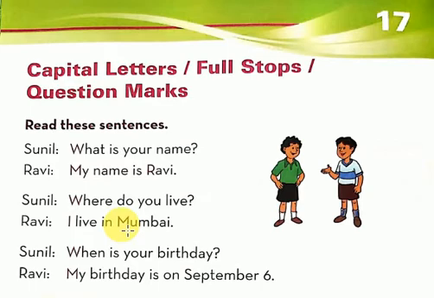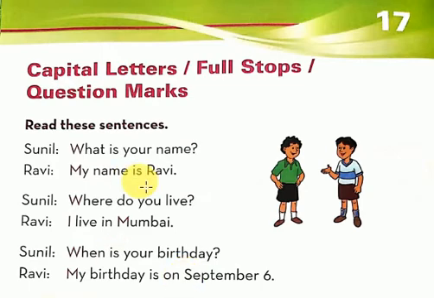Okay students, see number 3. Sunil, when is your birthday? Now Ravi replies, my birthday is on September 6th. In this sentence, same is the case with the first letter, we write the first letter of the sentence, M, capital. Then there is the name of a month in this sentence, September. As I told you before, the names of months and days should be capital. So here the S will be capital because it is the name of the month.